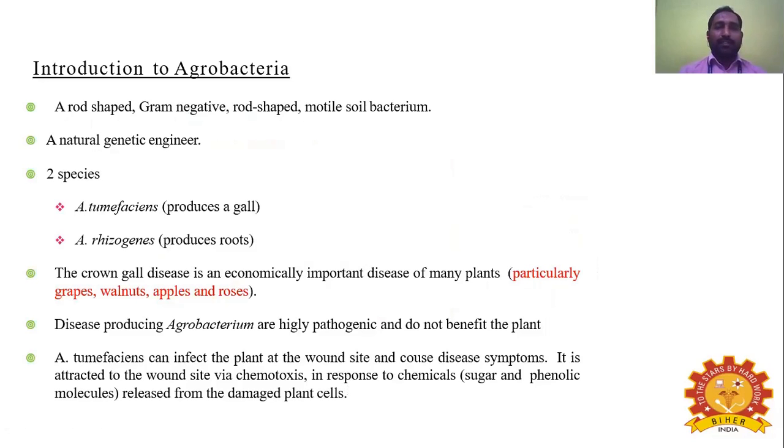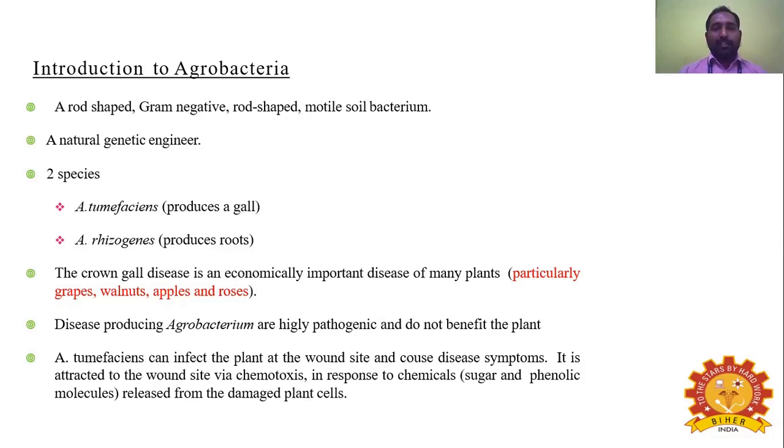Now the introduction to agrobacteria, that is the agrobacterium mediated gene transfer method. Agrobacterium is basically a rod-shaped, gram-negative and motile soil bacterium, and it is one of the very natural genetic engineers. There are two specific species of agrobacterium: Agrobacterium tumefaciens and Agrobacterium rhizogenes. Tumefaciens produces the crown gall disease, whereas rhizogenes produces the root-based disease.